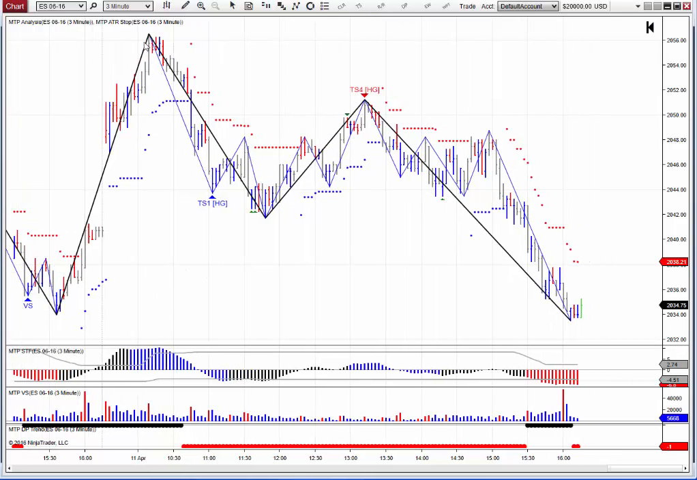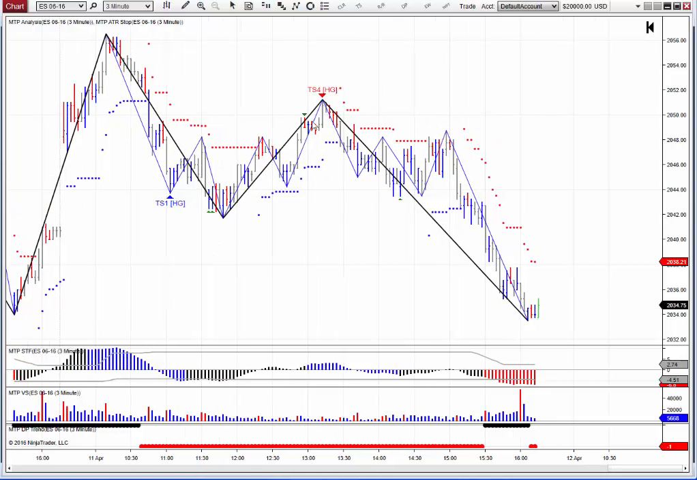And as you can see, this made it so much easier on the ES yesterday, because these first buy setups here were against a red DP trend, therefore you'd be avoiding them. These sell setups here were with the red trend, therefore you'd be looking to take them.